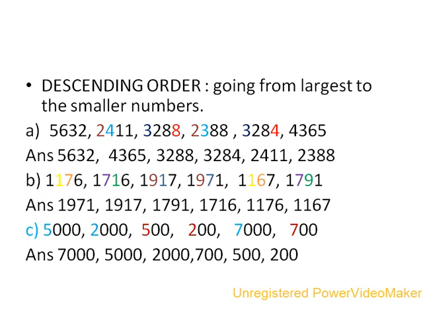1176, 1716, 1970, 1971, 1167, 1791. In this, all have 1 at their thousands place. So we will compare their hundreds place. At the hundreds place, 1, 7 and 9 are there. So 9 is the largest, so we will compare the numbers which have 9 at their hundreds place.